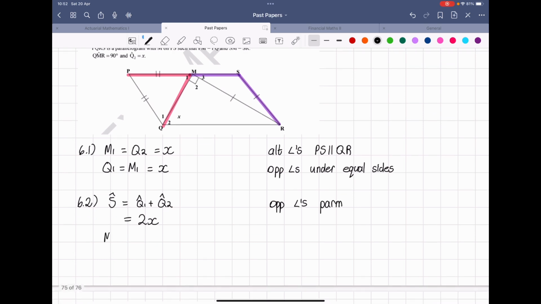And then I can say that angle M3 equals angle S equals 2x, and that's opposite angles under equal sides.